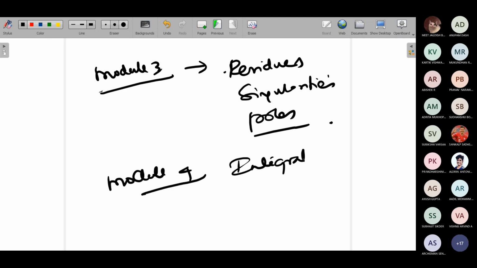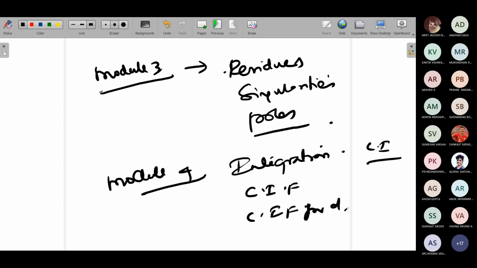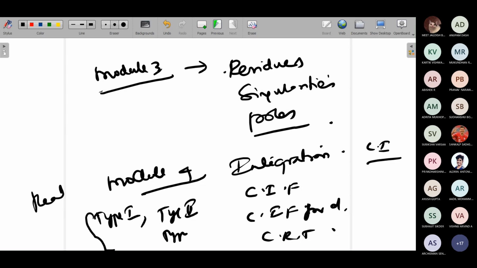In the integrations, normal complex integrations you have. Other than that, Cauchy integral formula for derivatives. Then the residue theorem, Cauchy residue theorem. Other than that, in module 5, you have integrations. That is type 1, type 2, and type 3. What are these types? Real definite integrals.